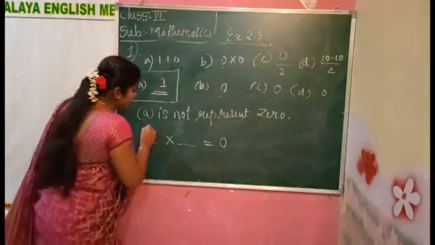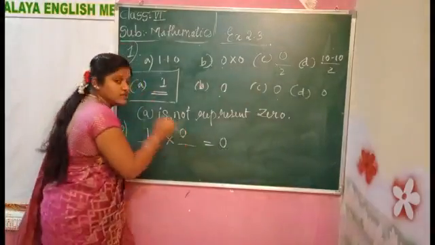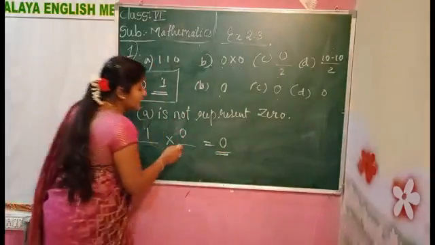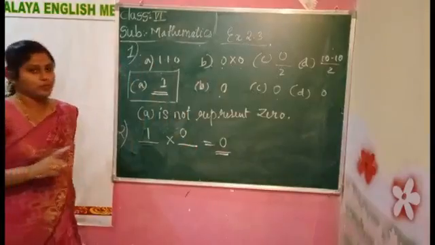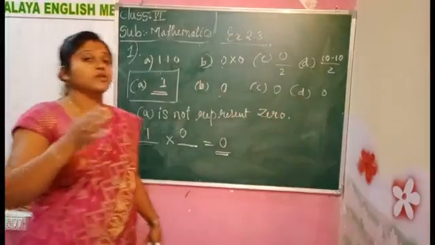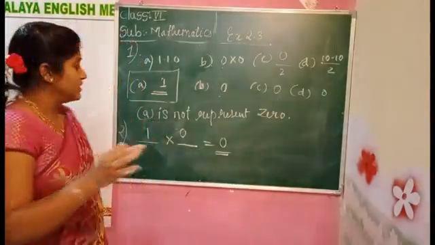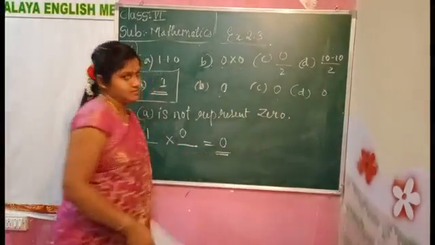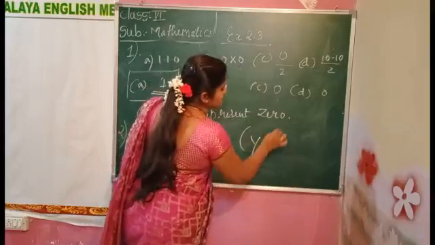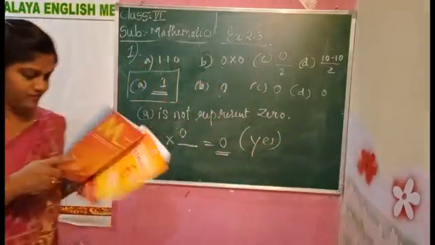Why? When we multiply any number with 0, what do we get, children? 0 itself. So one side has to be 0. In case both the sides also we can write 0, but one side has to be 0. Then only we get the product 0. Yes. Write the answer. Yes. Copy this one.